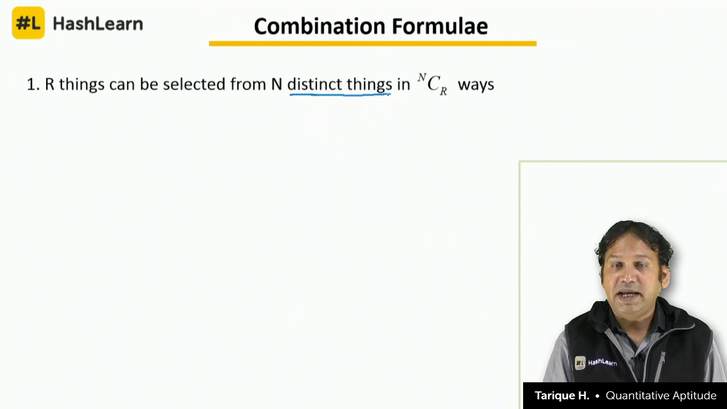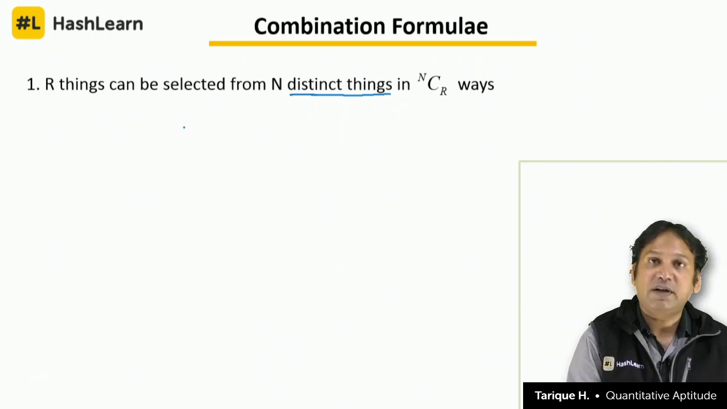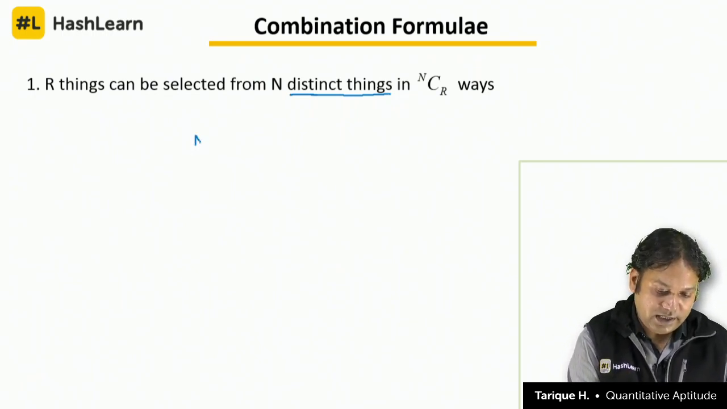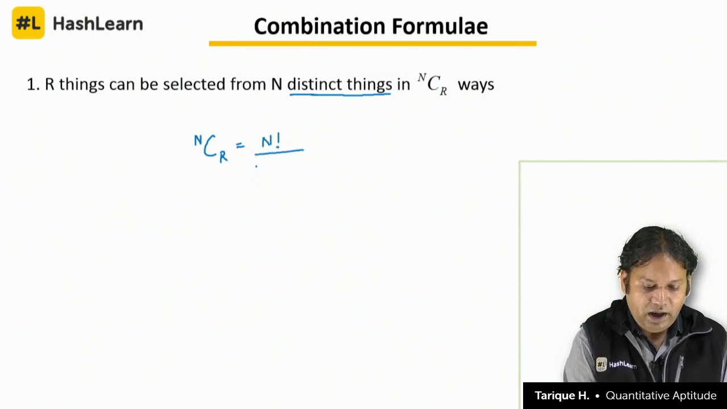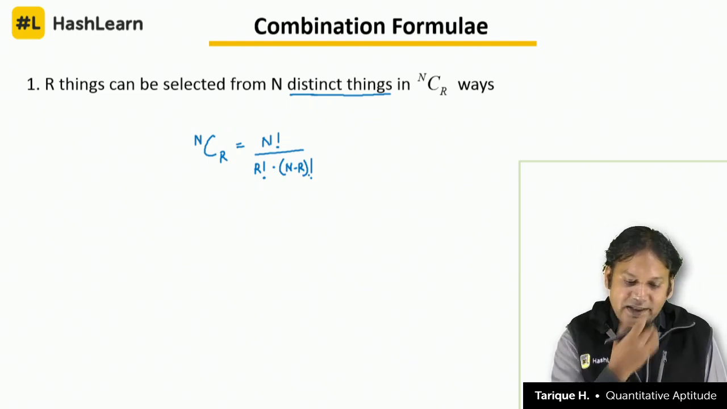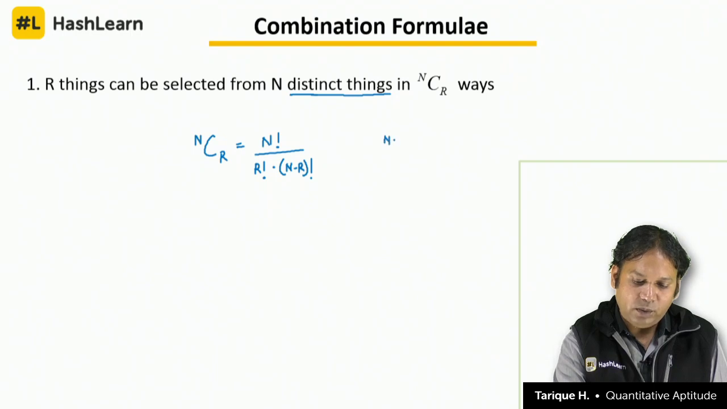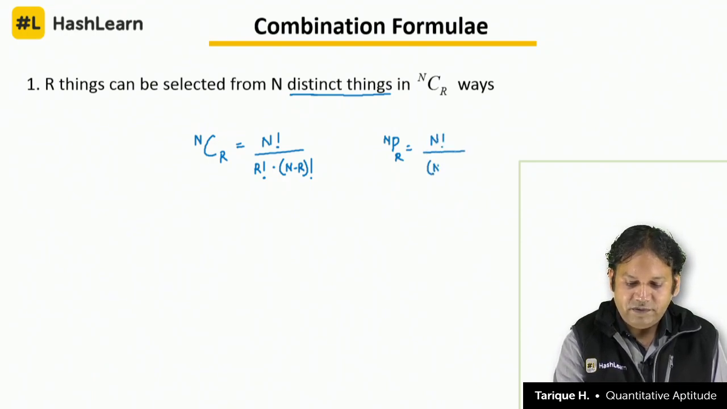N is the total number of things, and R tells you about the number of things that have to be selected. So first of all, let's see what is the formula for NCR. NCR is equal to n factorial divided by R factorial into n minus R factorial. This is what we mean by NCR. Okay. Now if you compare this with the formula of NPR, what can you observe? NPR is equal to n factorial divided by n minus R factorial.